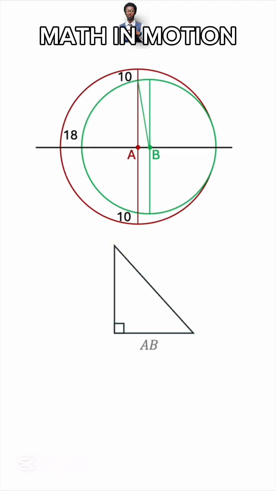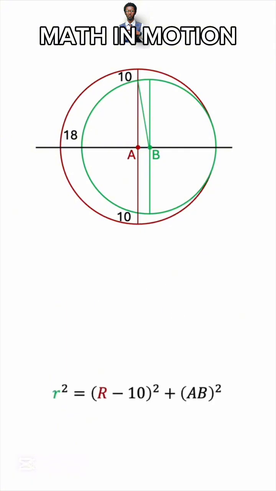The base of the triangle is AB. The hypotenuse is the radius of the small circle, and the vertical leg is actually 10 units shorter than the radius of the big circle, so big R minus 10. So using the Pythagorean theorem, we can set up another equation.